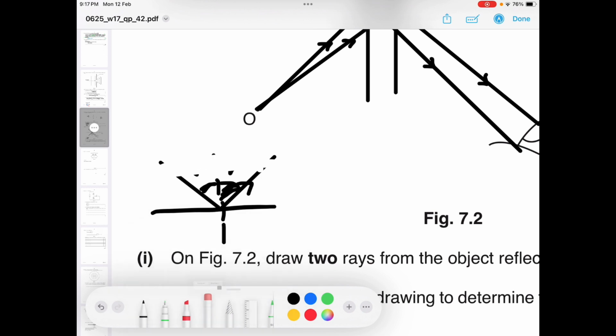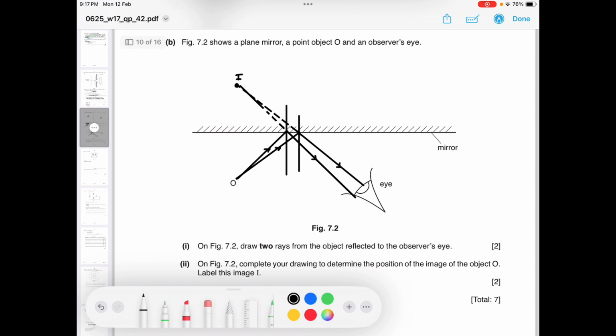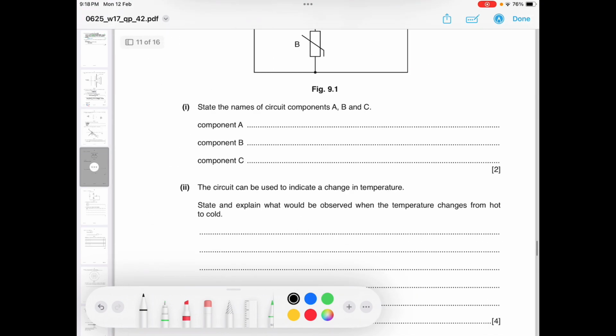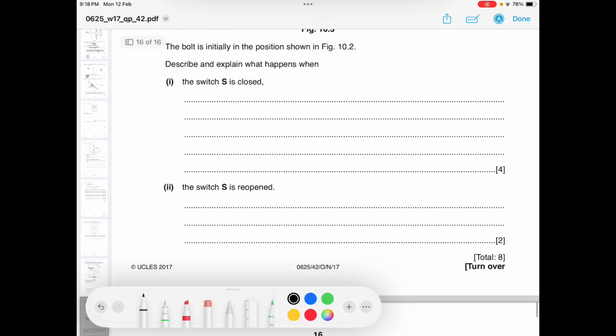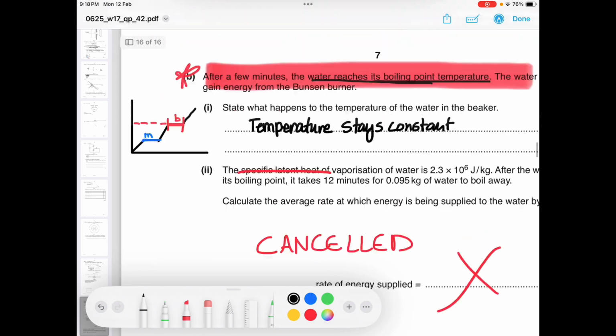Also, something I really want you to take care of is that you don't need to waste your time drawing other rays, checking the angles. I will show you a trick to draw this 100% correct. Okay, I'm just getting an empty page. Let me show you.